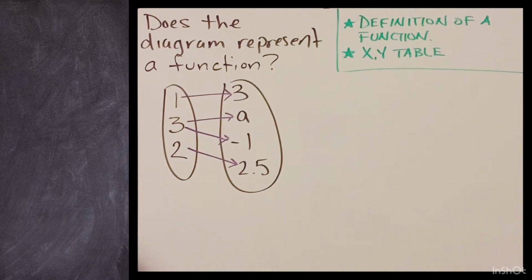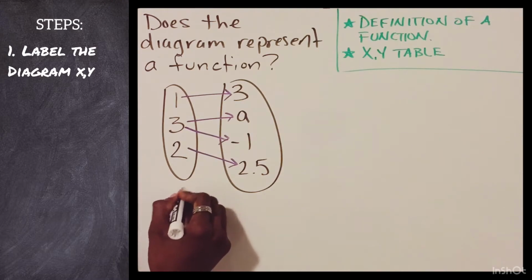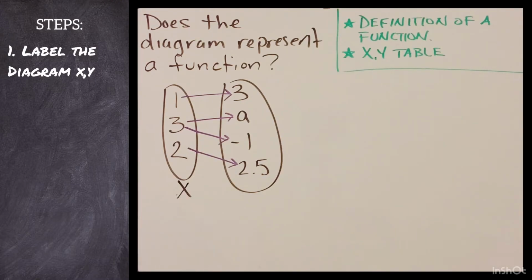Now take a look at this example. Of course it says, does the diagram represent a function? Our diagram is a little different this time. If you look in the range column, you see that we have a negative, we have a letter, and we have a decimal. But guess what? That doesn't matter, because all we want to know is if it's a function or not. And we can follow the same process that we did in the first example. Our first step, we're going to mark our domain and range as x and y. So these values represent x's and these values represent y's.